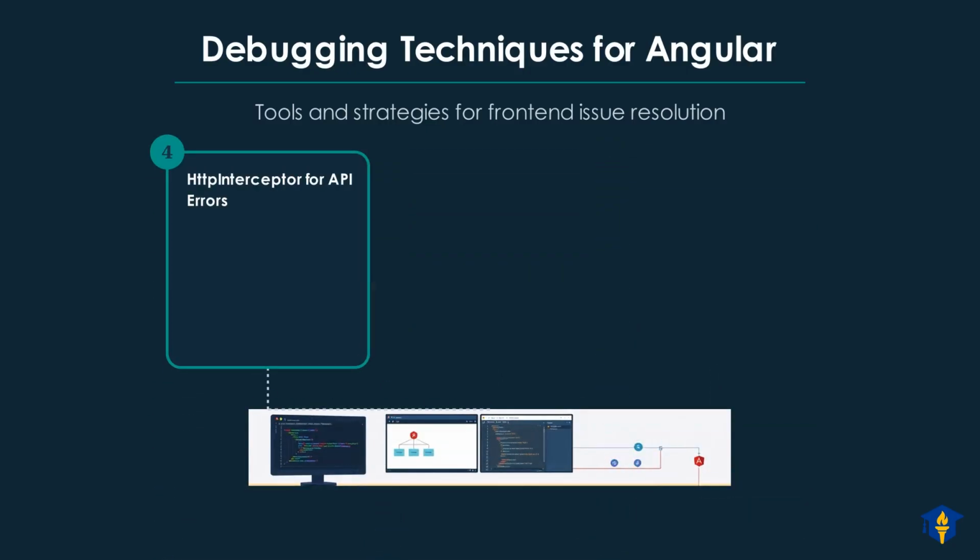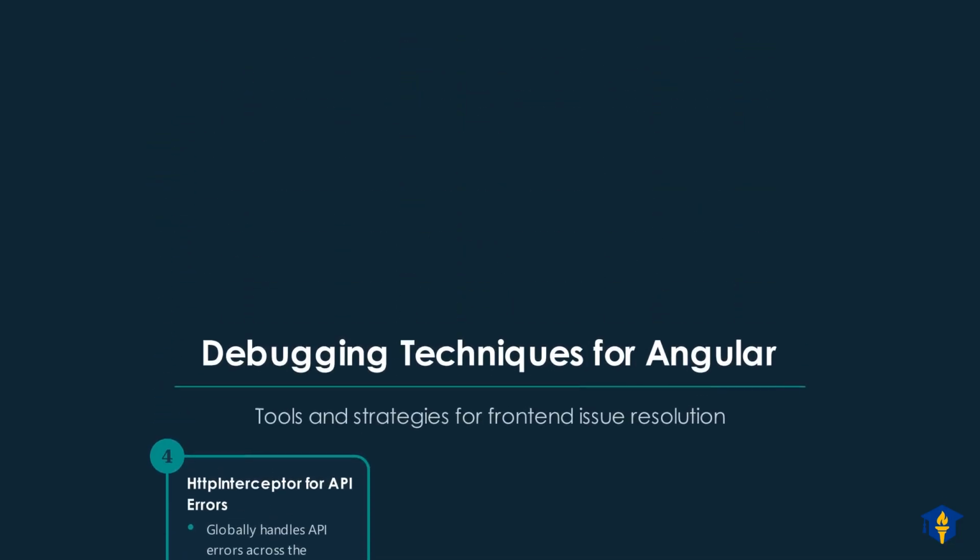Finally, for API errors, we can implement an HTTP interceptor. This interceptor globally handles API errors across your entire application, centralizing error management. It can log these errors and display informative messages directly to the user.